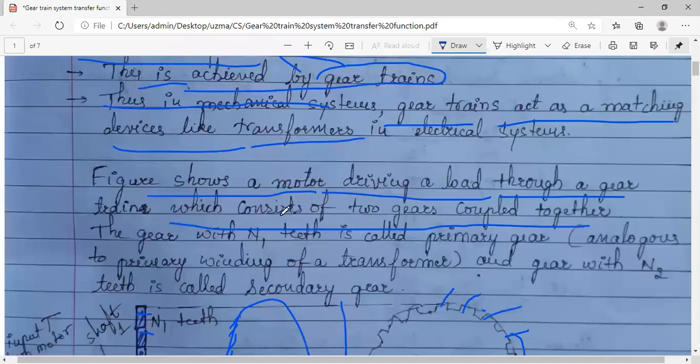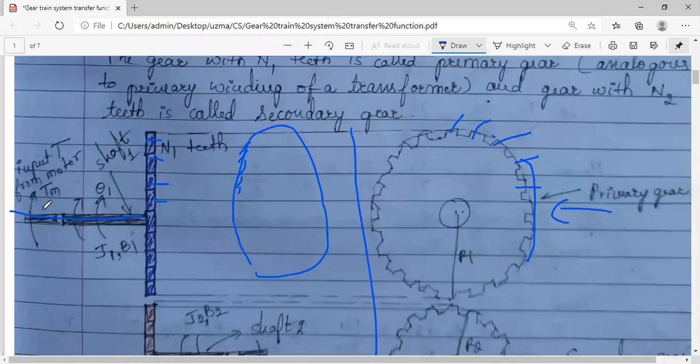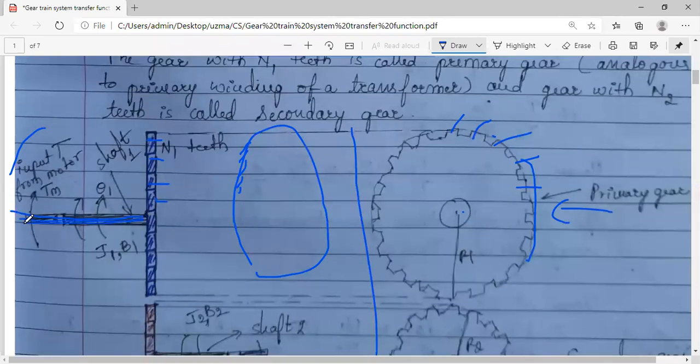So there is a motor driving the load. We have the setup through this gear train. Look at this structure. You can see you have a shaft here. This is one shaft, over which the first gear is connected. It has some number of teeth, say N1. This is your shaft 1. It will have its own moment of inertia and also the viscous friction coefficient B1. This is for the first gear train I'm talking about. And you have the input torque from the motor.